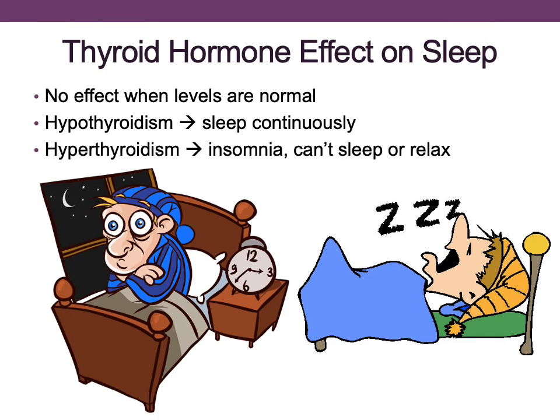Thyroid hormone effect on sleep. Normal levels have no effect. However, in the case of hypothyroidism, you sleep continuously. You're always tired. You're constantly sleeping. Whereas in hyperthyroidism, it can lead to insomnia. You'll still get tired and want to go to sleep, but you lay down and you can't fall asleep.